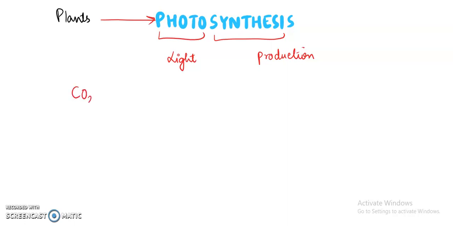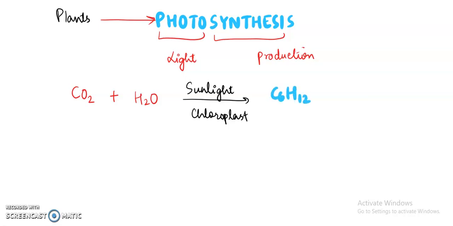We have read in lower classes too that carbon dioxide combines with water molecules, and this process occurs in the presence of sunlight. It requires chloroplast, and at the end of this process, C6H12O6 is formed, some water molecules are also formed and oxygen gas is produced. So this chemical reaction you have to learn along with the molecules, right? The balanced chemical reaction for photosynthesis is important.